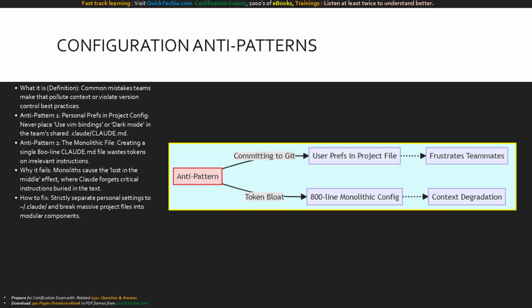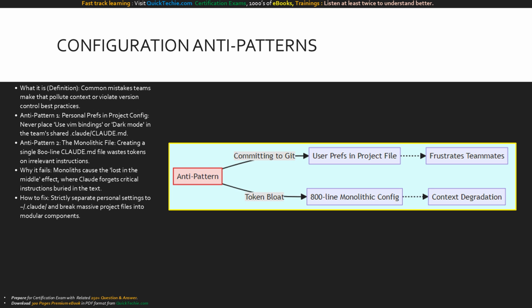Now that we understand the hierarchy, we need to address the most heavily tested anti-patterns that architects encounter. The biggest mistake is leaking personal preferences into the project configuration. If you write "always explain code using Vim terminology" inside the team's shared .claude/claude.md, you have just forced that behavior onto every other developer when they pull the repo. That belongs strictly in your user-level file.